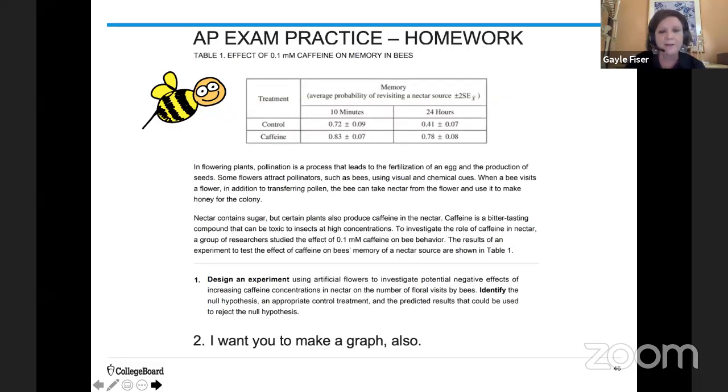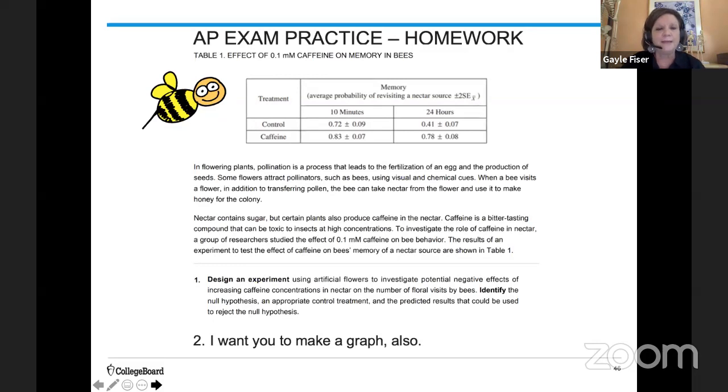Design an experiment using artificial flowers to investigate potential negative effects of increasing caffeine concentrations in nectar on the number of floral visits by the bees. I'm going to give you the road to not go down, okay? I don't want you to talk about the bees overdosing on caffeine. I don't want them dying. I just want you to increase those caffeine concentrations and have a nice experimental design.